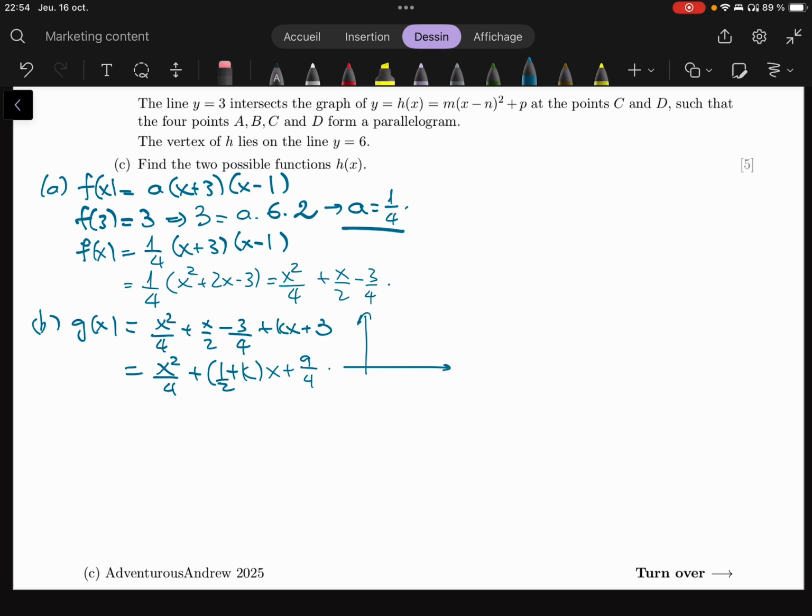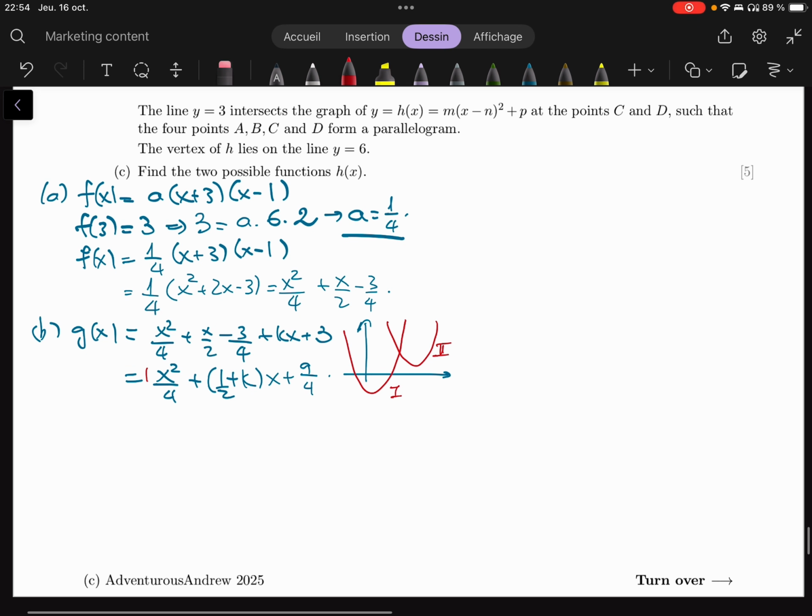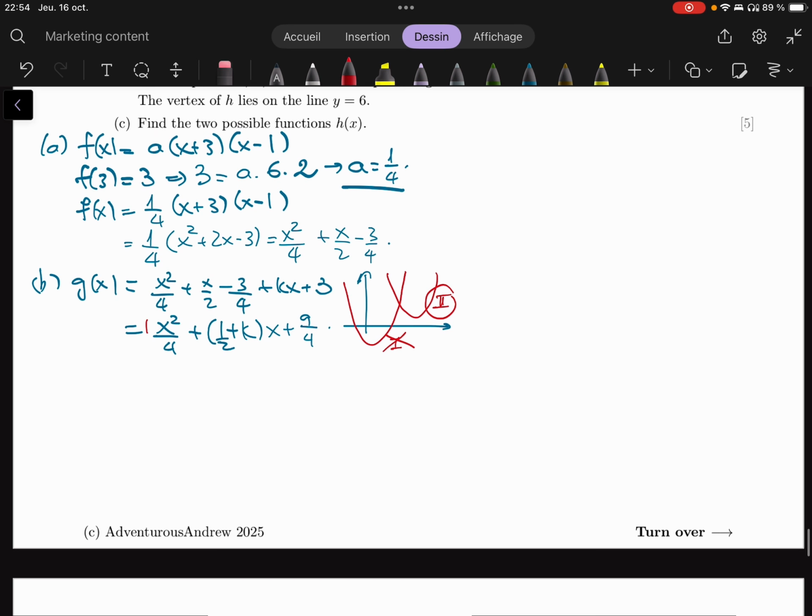I said a potential graph because you don't know the value of k. Because the coefficient of x squared is 1/4, which is positive, we know that it is a parabola opening up. So it can either be this or something like that. But g has to be strictly positive, so it cannot be the first curve. That means it has to be the second curve. If it is the second curve, it also means that g(x) equals 0 has no real roots.